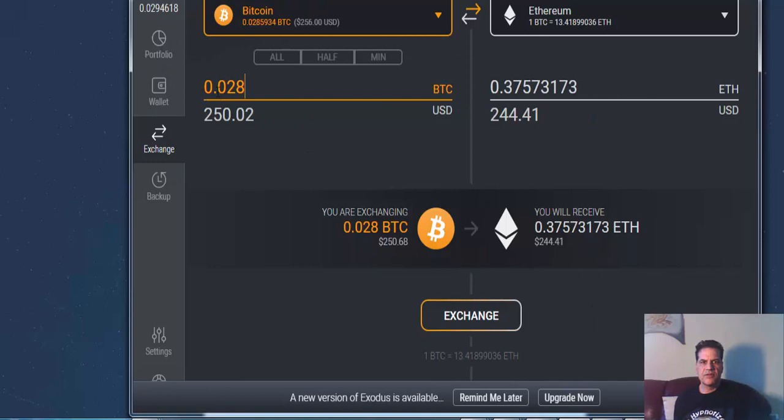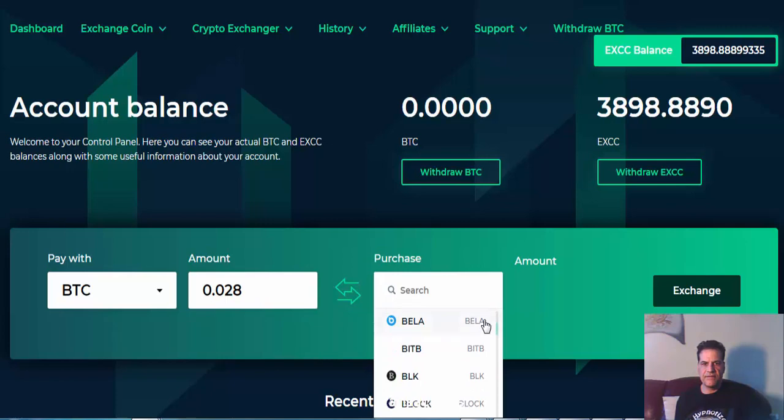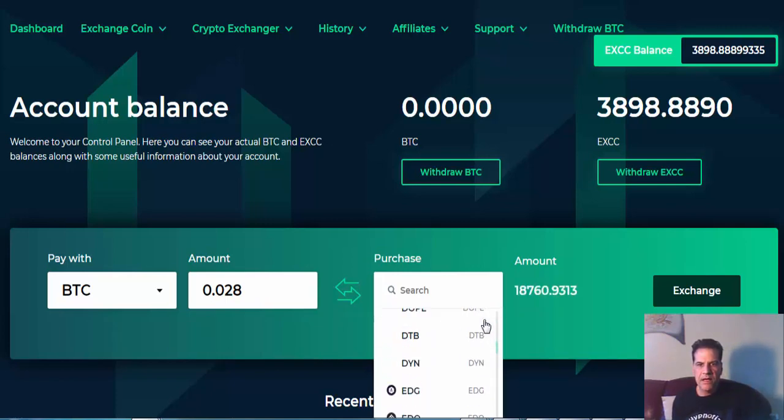And here I'm going to get this one. If I change 0.28 BTC, I get 0.375, and now I'm going to find out how much I get when I use this one. BTC 0.028, and here you choose the currency that you want to change to. You see, you have so many currencies here you can exchange. The same thing that Shapeshift does.